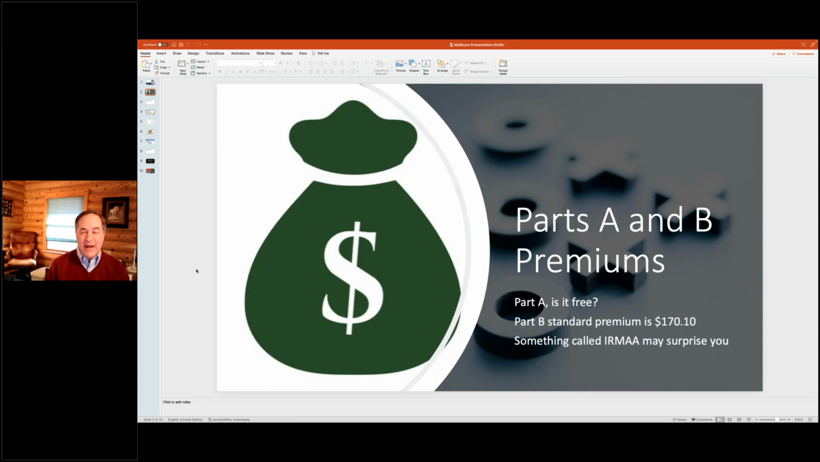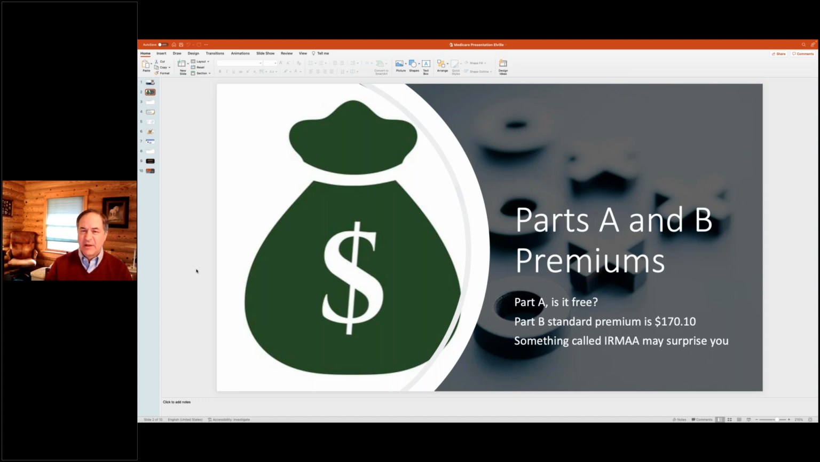Now, Part A, I said, is free. Well, the truth of the matter is we know we pay for that. But if somebody has never contributed to Social Security, then Part A actually is not free. Or perhaps you have, say, a parent that comes from another country to live with you, and that person's never contributed to the Social Security system, then Part A by itself really is about $473 a month. Now, the vast majority of Americans work, so they never know that. Now, Part B, the basic standard level is $170.10.